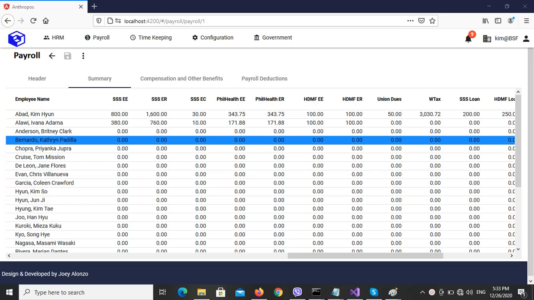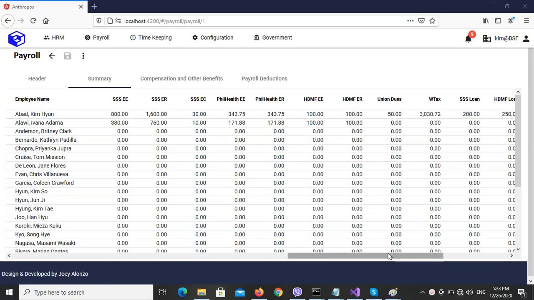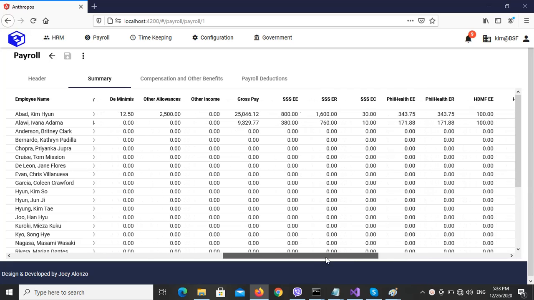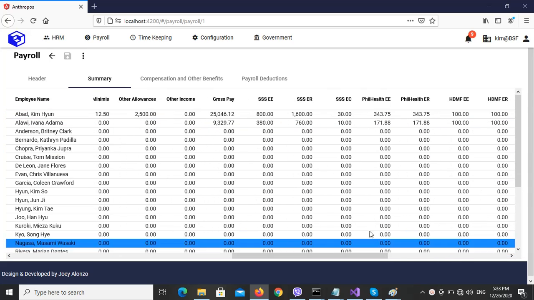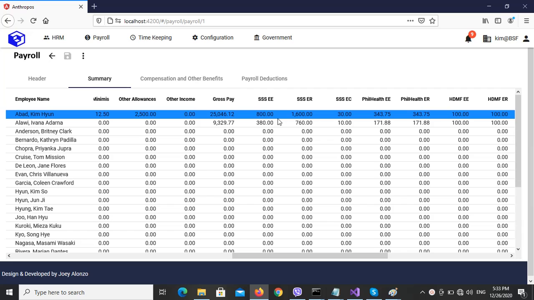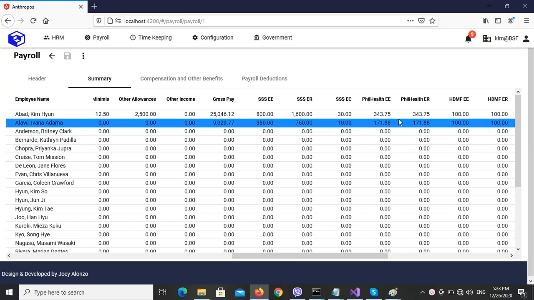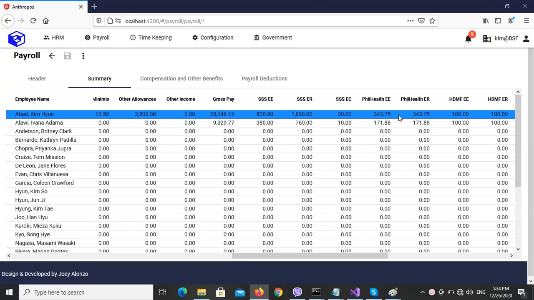Hi, in this video, I want to discuss how to calculate for SSS, PhilHealth, HDMF in HR Tech Payroll. So I'm referring to the SSS here, and then PhilHealth and HDMF, wherein the employee and employer shares are both coming here. Okay, so how is the system calculating for this SSS, PhilHealth, and Pag-ibig? In order to do that, we need to do some configuration.